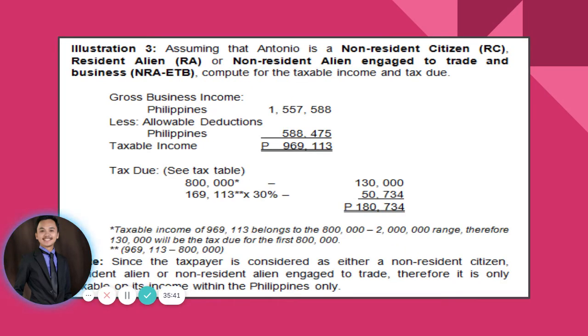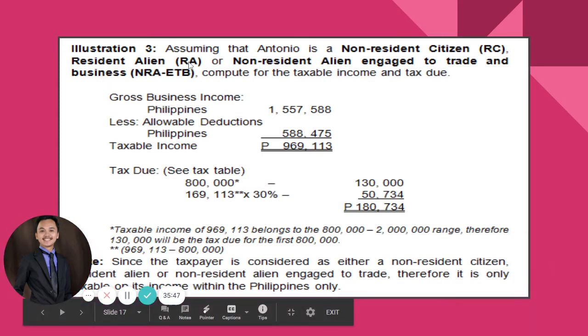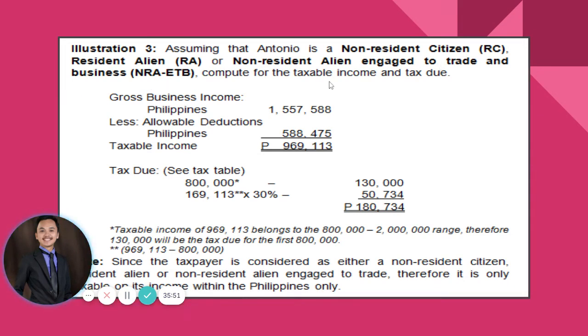Now, another illustration. Assuming that the taxpayer is a non-resident citizen, RC, resident alien, non-resident alien engaged in trade and business, NRAETB, compute for the taxable income and tax due. Okay, this time, since they are RC, RA, and NRAETB, they are only taxable on their income within the Philippines lang. But although they are taxable only in their income in the Philippines, they are also still allowed to deduct their allowable expenses. So therefore, to compute for your taxable income, you just simply deduct the allowable deductions in the Philippines sa income nila in the Philippines also.